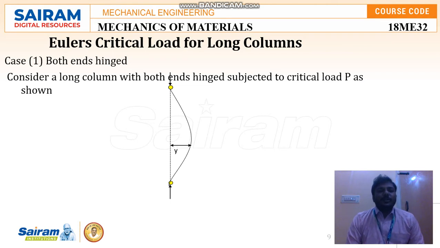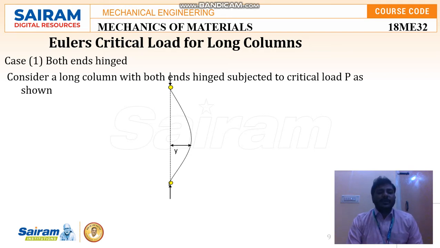Now we're going to derive Euler's critical load for long columns. One of the conditions is the Euler's critical load when both ends are hinged. Hinged is nothing but both ends having a support. And yesterday we discussed how columns fail because of buckling, and how buckling comes into the picture.